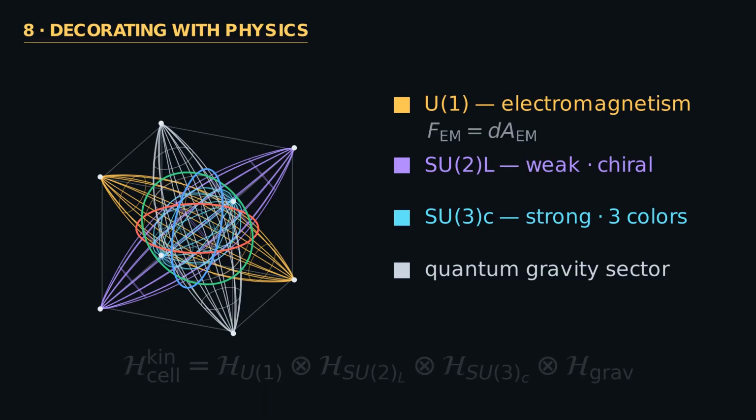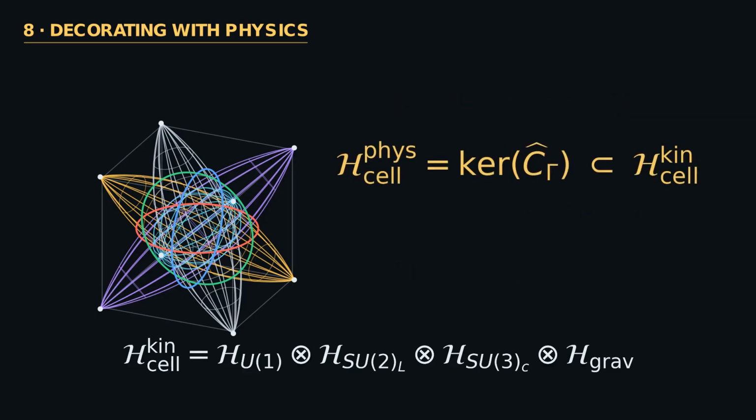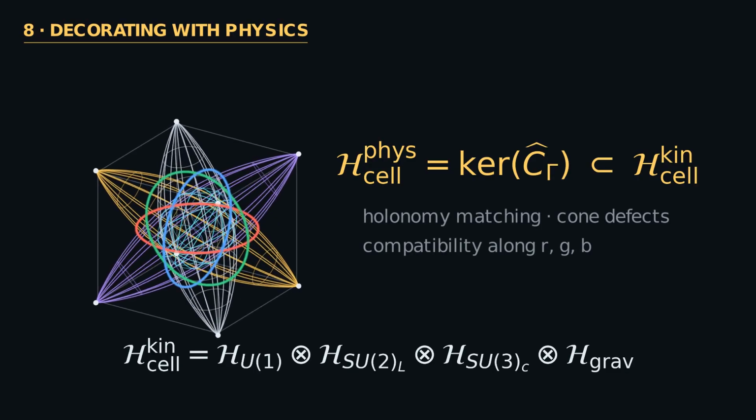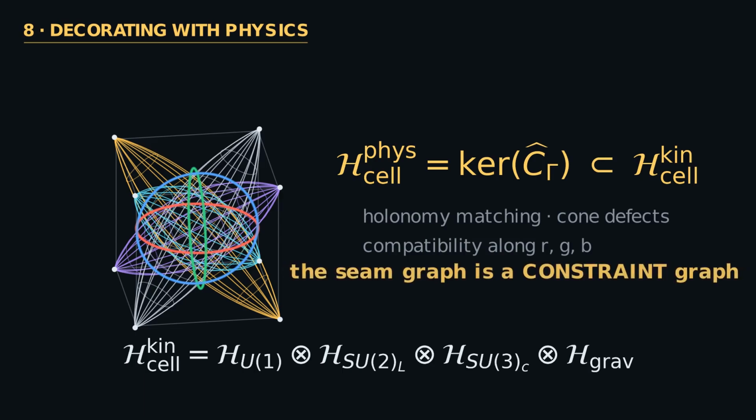The kinematic state space of a single cell is then a tensor product of the four sector spaces. But the seam graph imposes constraints between the sectors: holonomy matching, cone defect conditions, and compatibility rules along red, green, and blue. The physical states are exactly the ones annihilated by those constraints. In the quantum picture, the seam graph is not only glue, it is a constraint graph.